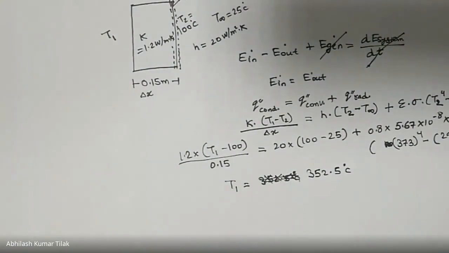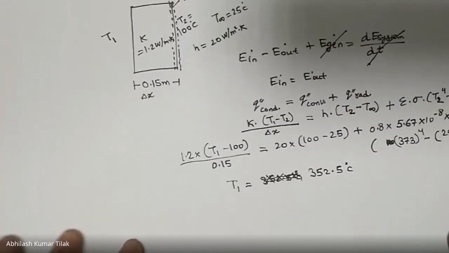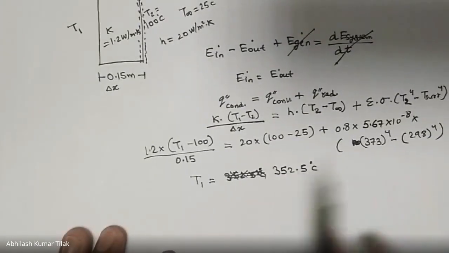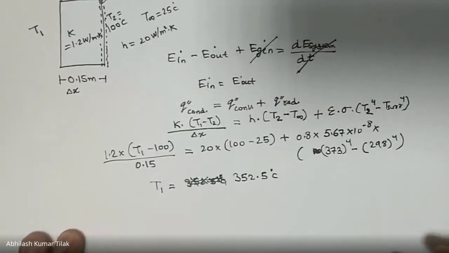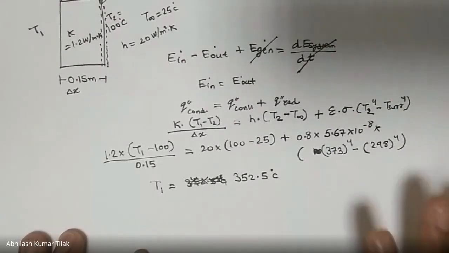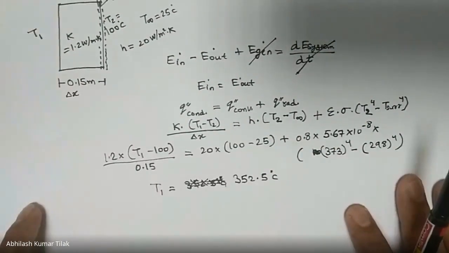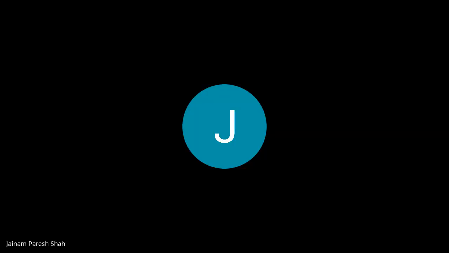Okay. Thank you. Is there any other problem related to the first question? Anyone? No, sir. Sir, can we consider Q conduction equal to Q convection plus Q radiation for all the questions which involve heat transfer from a surface to the surroundings? Because in the end, the equation will come the same.